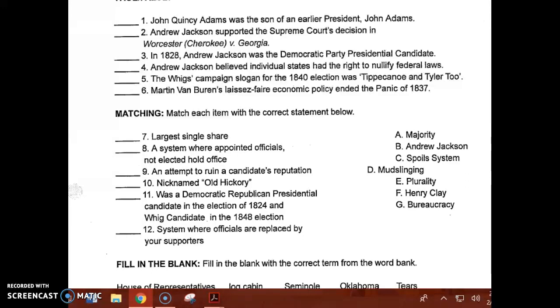Number 7. This is a word that means the largest single share. Number 8. This is a system where appointed officials, not elected, hold office. Number 9. This is another word for an attempt to ruin a candidate's reputation. Number 10. This person was nicknamed Old Hickory.